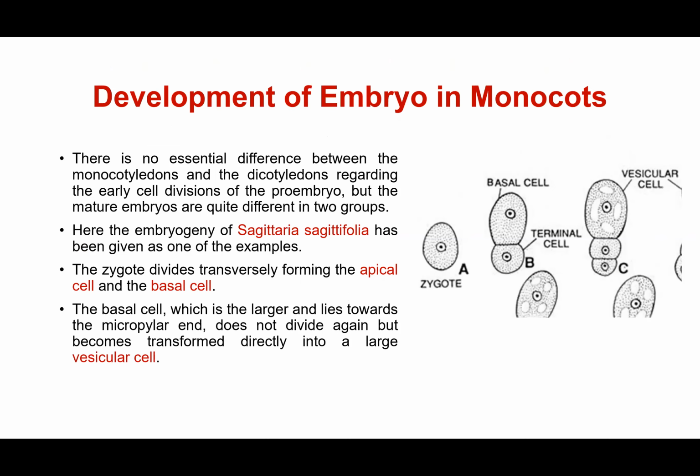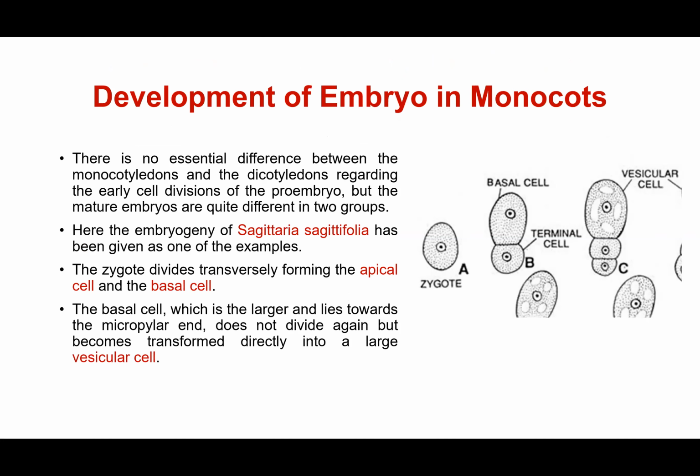So now we'll see the embryo development in monocots. In monocots and dicots, most of the divisions that happen are similar. There are very minor differences between monocots and dicots in the embryo development. In dicots, it was the scientist called Hanstein who studied it in Capsella bursa-pastoris, as I mentioned.